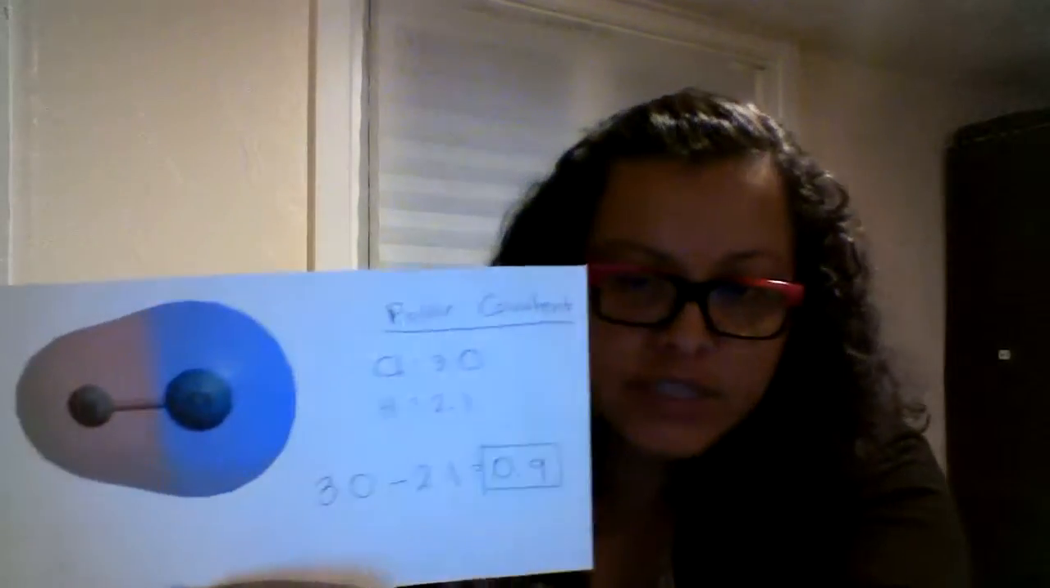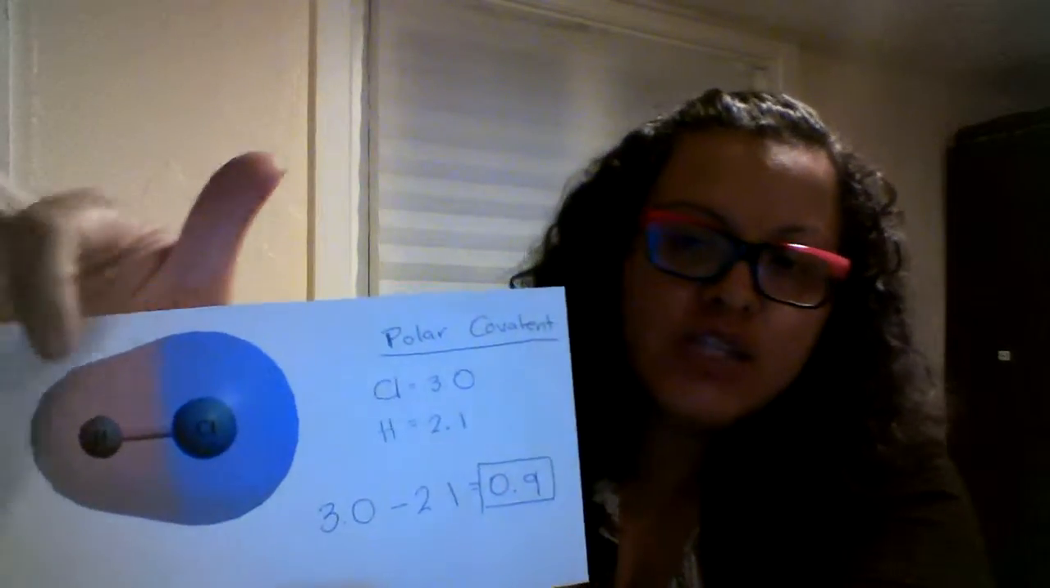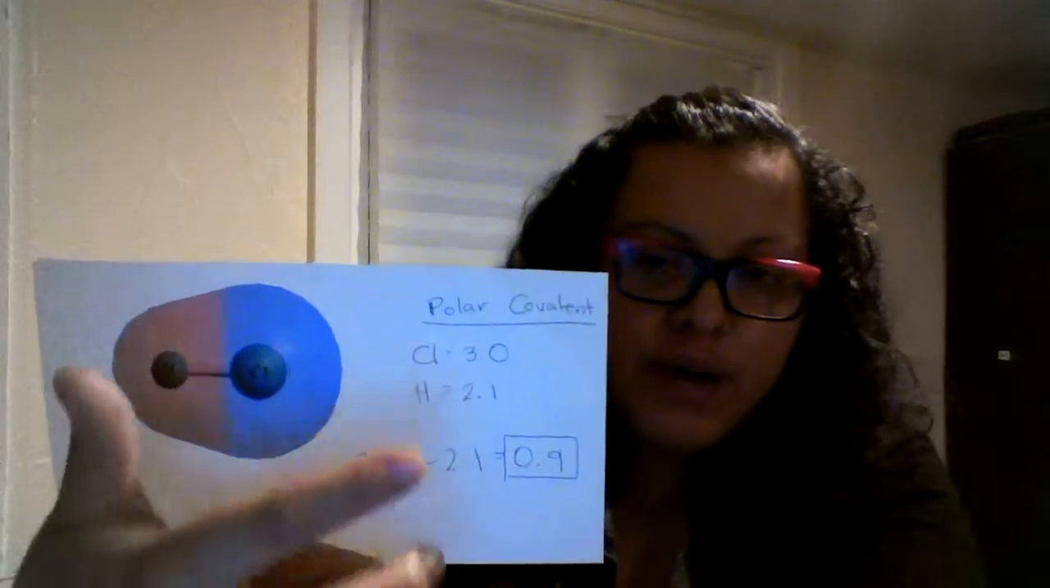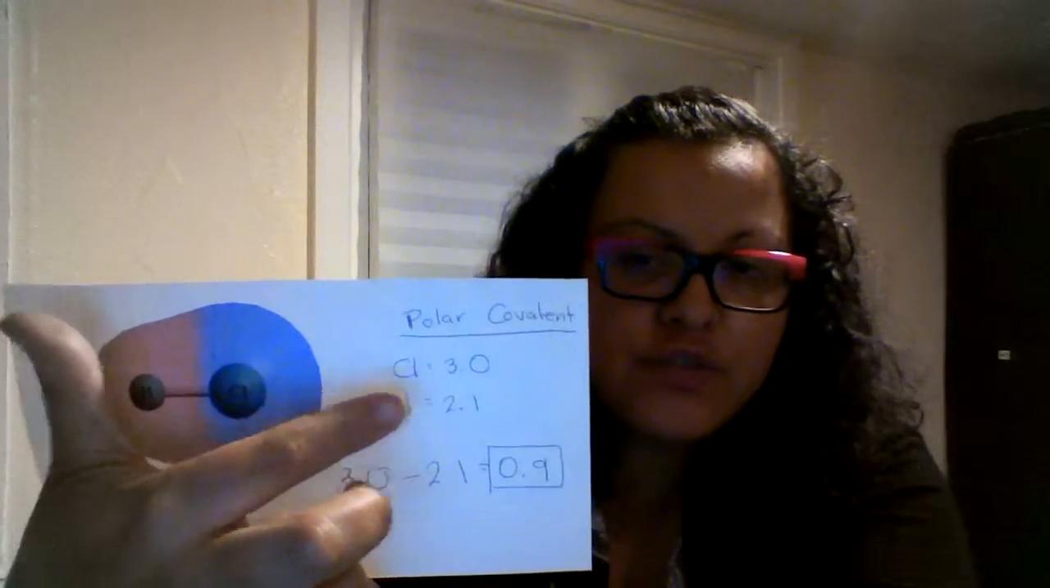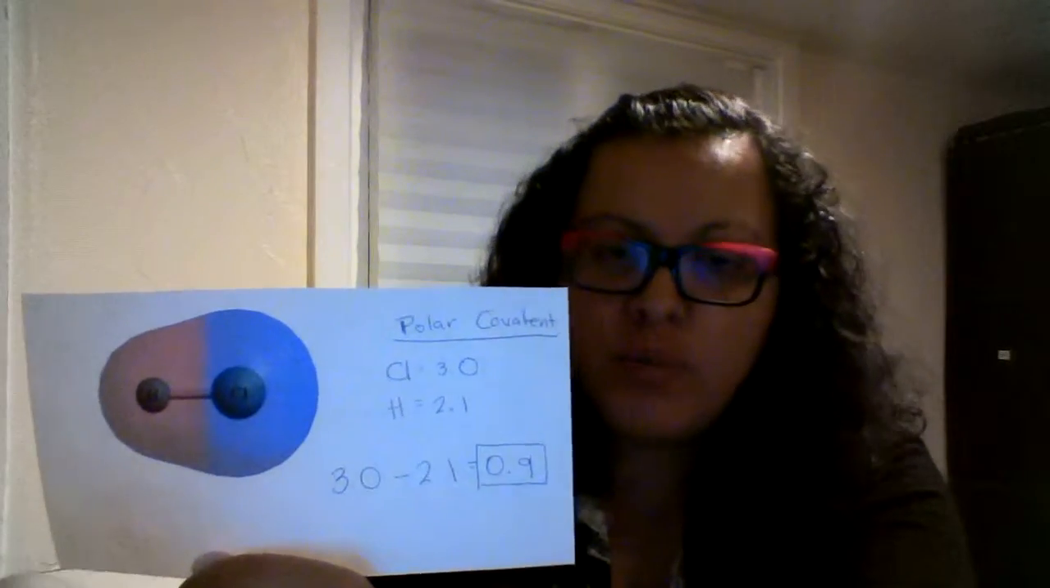Now let's talk about more sharing of electrons, but this is not evenly distributed, and this is polar covalent bonds. In this case, we have an HCl molecule. Cl has an electronegativity of about 3 and hydrogen of 2.1. The difference being 0.9 is within our range of polar covalent.